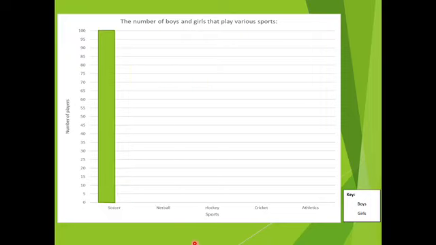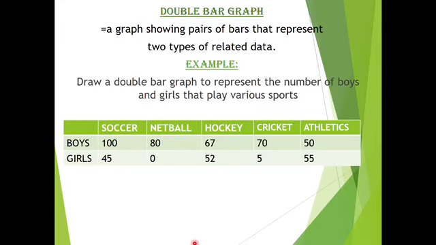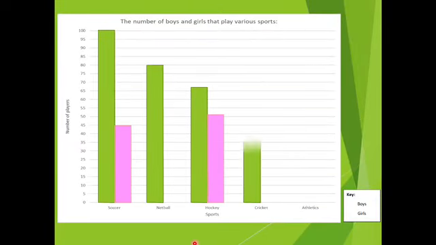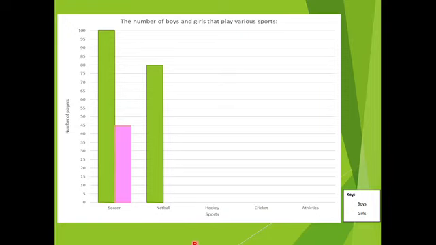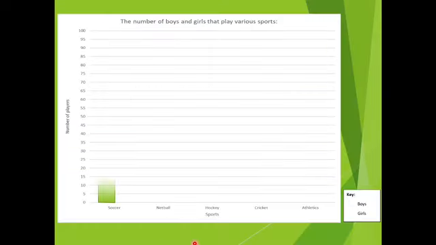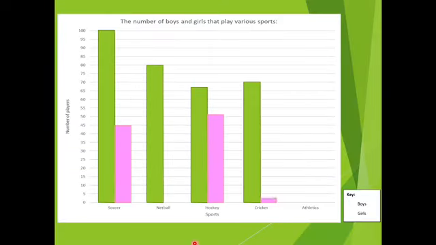Okay, then we have cricket. Sorry, I keep going back and forth, but we need to look at it. Cricket, we have 70 boys and 5 girls. So you're going to draw your green up to 70, and your girls will go up to 5. And then lastly, we have athletics, so 50 boys and 55 girls. So that's a nice representation, pretty much the same.